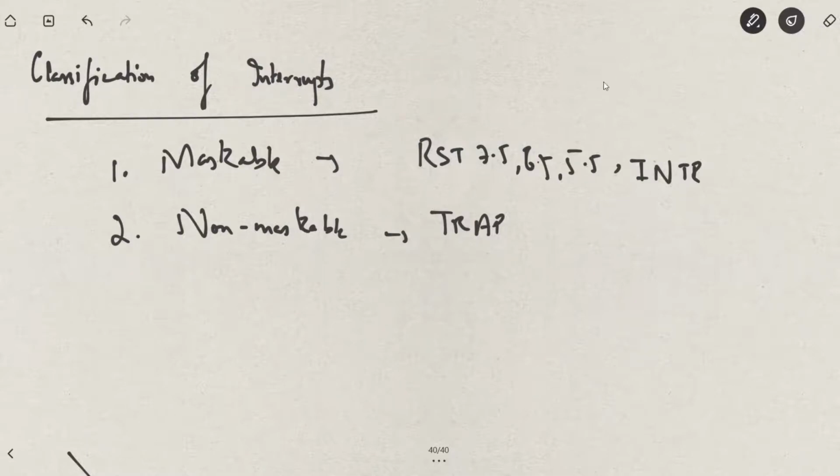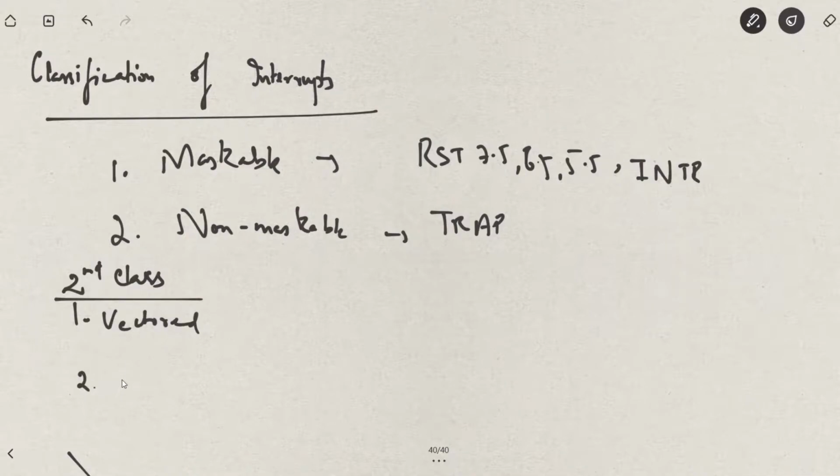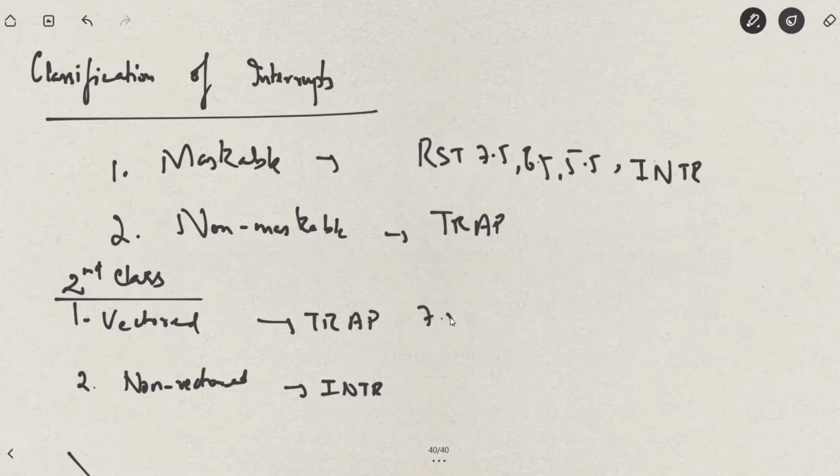The second classification of interrupts is that you can classify them as vectored interrupts and as non-vectored interrupts. Among non-vectored interrupts, you have INTR, while everybody else, that is TRAP, RST 7.5, 6.5, and 5.5, are vectored interrupts.